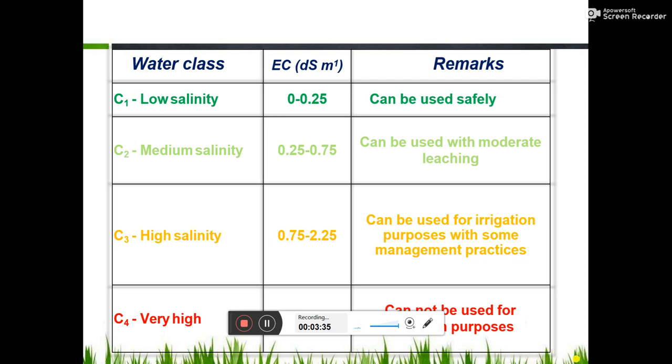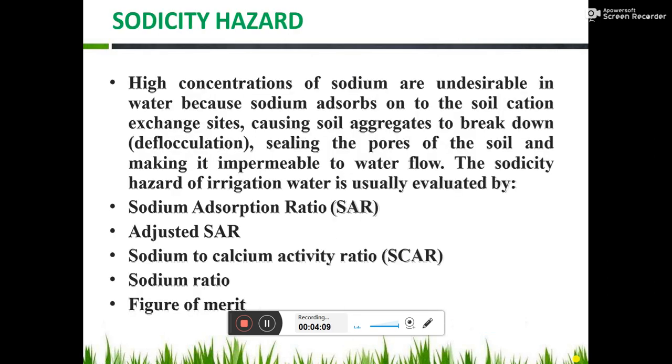The water class having low salinity, that means EC between 0 to 0.25 decisiemens per meter, can be used safely. Then medium is from 0.25 to 0.75. Then high salinity is around 0.75 to 2.25, and if the irrigation water has EC more than 2.25, it cannot be used for irrigation purpose. That means it has very high salinity.